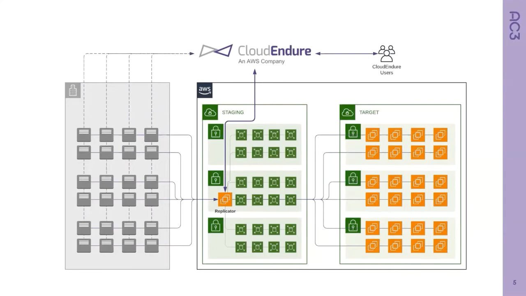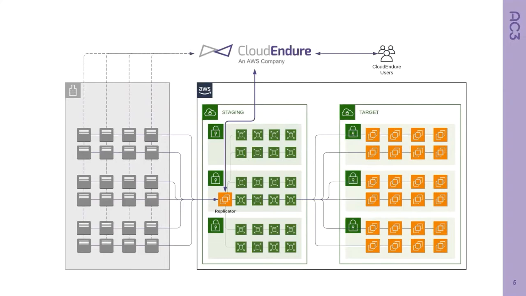Then Cloud Endure starts creating EBS volumes for every VM that we're replicating, and the replication starts. This is block level replication and it's continuous, constantly replicating any change. And by the way, we can do this replication through a VPN or a Direct Connect if we don't want to traverse the internet.